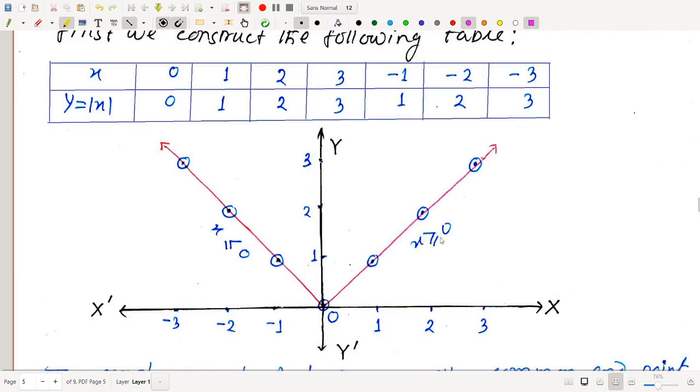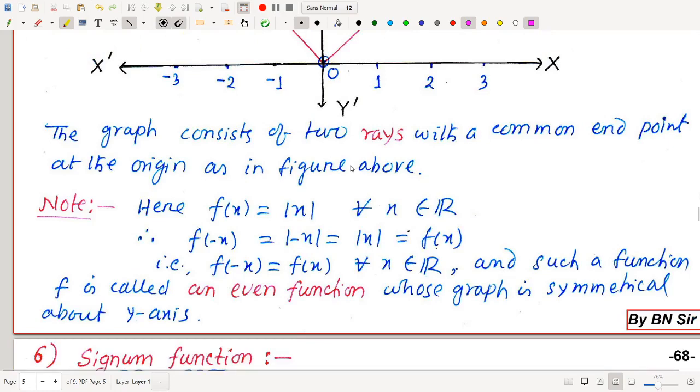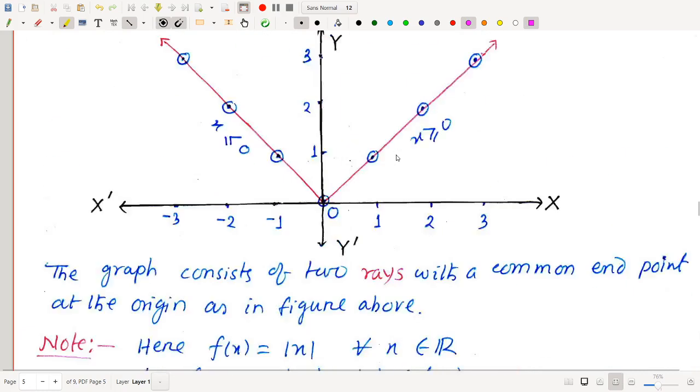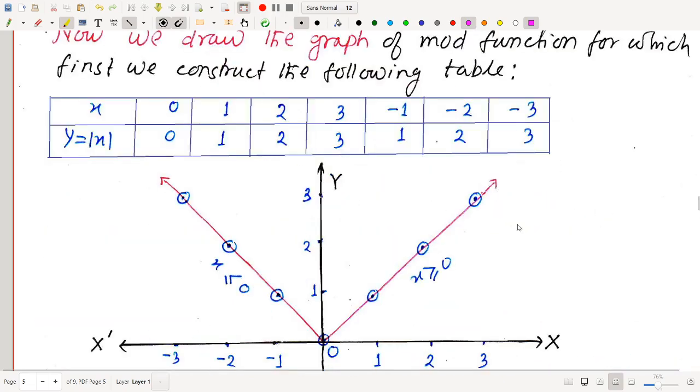This portion is the x greater than or equal to 0 portion. And if x is negative, minus 1, minus 2, minus 3, then again y is positive. So if we plot, again we get another straight line from the origin going to infinity. So the graph of this mod function consists of two rays. This is called a ray, extending up to infinity, a straight line with only one endpoint. So two rays with a common endpoint at the origin, as in the figure.